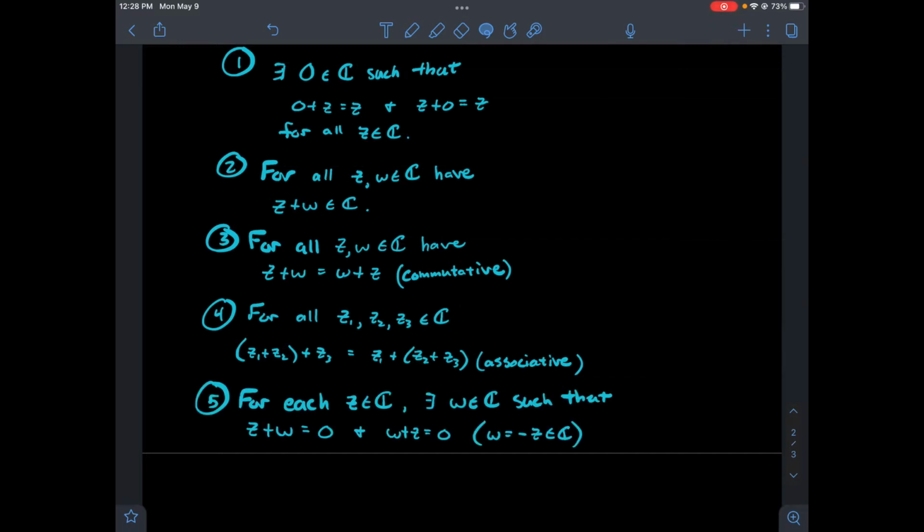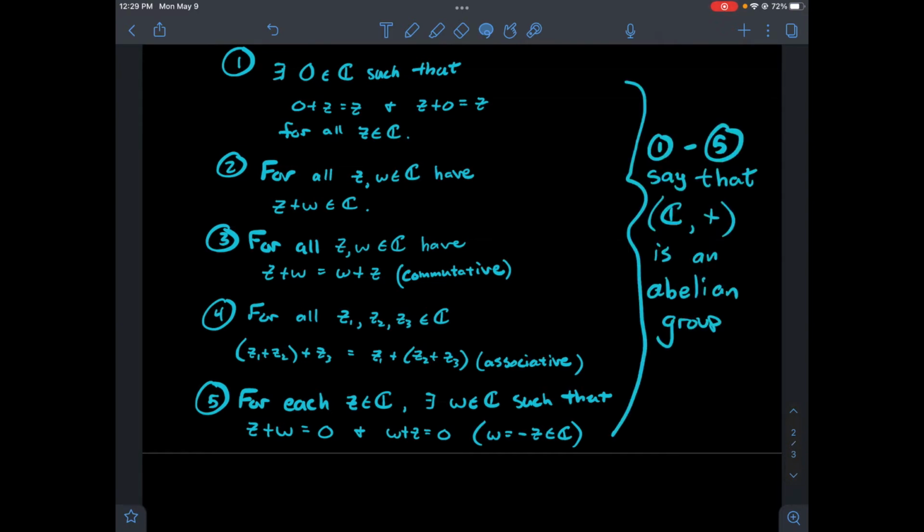Number 5, for each complex number z, you should be able to find some complex number w associated to z, such that z plus w gives you 0 and w plus z gives you 0. And of course, what should w be? It should just be negative z. And so z plus negative z gives you 0. We'll say that the complex numbers have additive inverses. You should always be able to undo your operation.